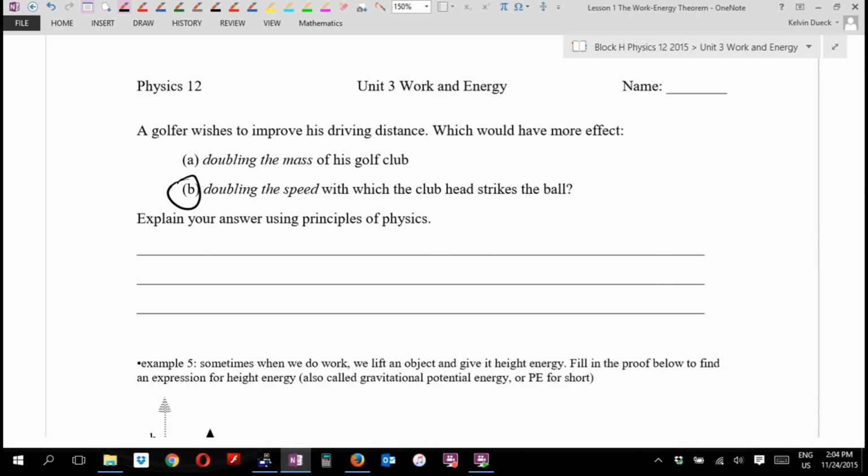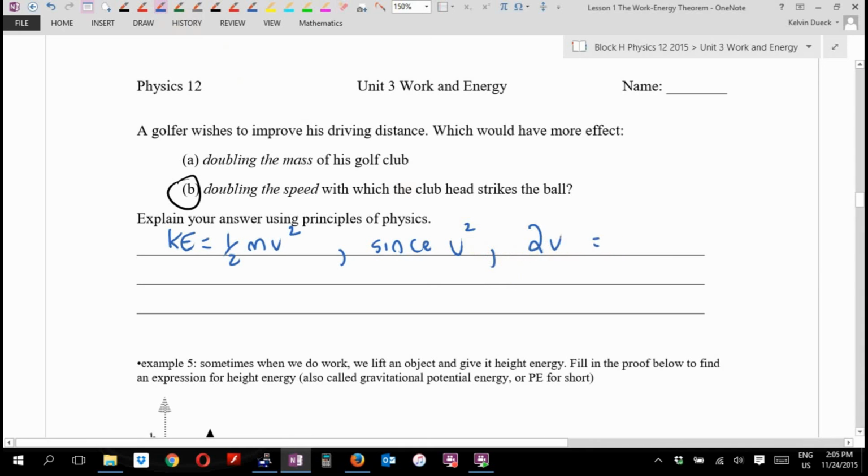Manny, give me the equation here. What is it? And what'd you say about the V? Since V is squared, 2V, so if you double the speed, how much more energy do you get? You say it loud and proud.